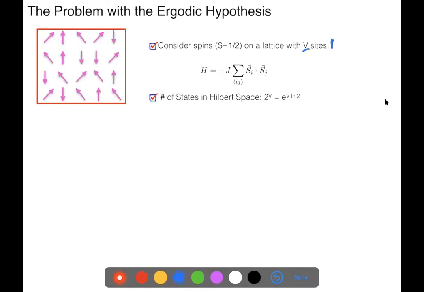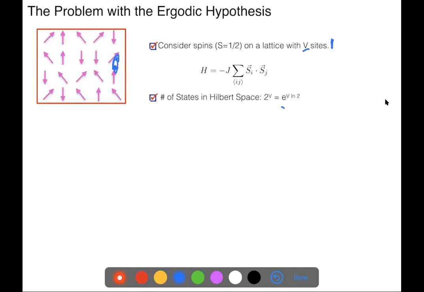And let's assume the underlying Hamiltonian is something simple like a Heisenberg model. If you are nearest neighbors, then there is some spin-spin interaction, which is like S_i dot S_j with a scale minus J. Okay, so a reasonably simple Hamiltonian. And you can ask how many states are there in the Hilbert space, and the number of states will be 2 to the power V, which will be e to the power V log 2. Okay, so it's exponential in the number of lattice sites.